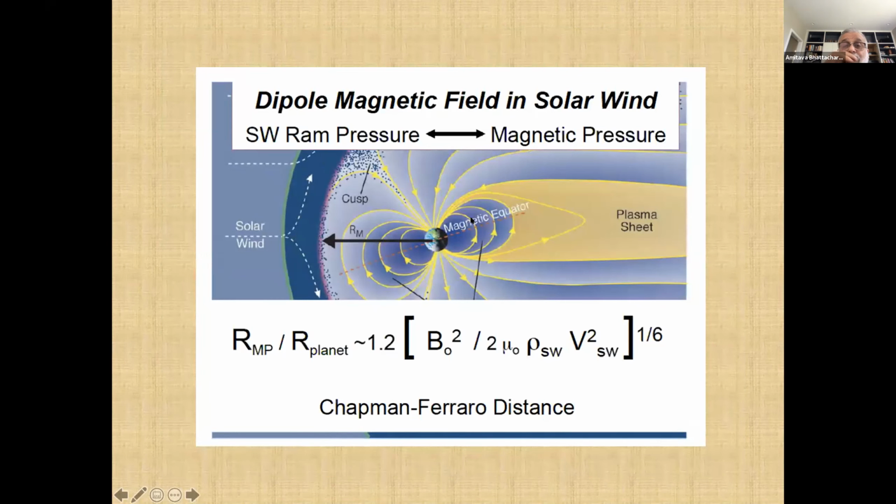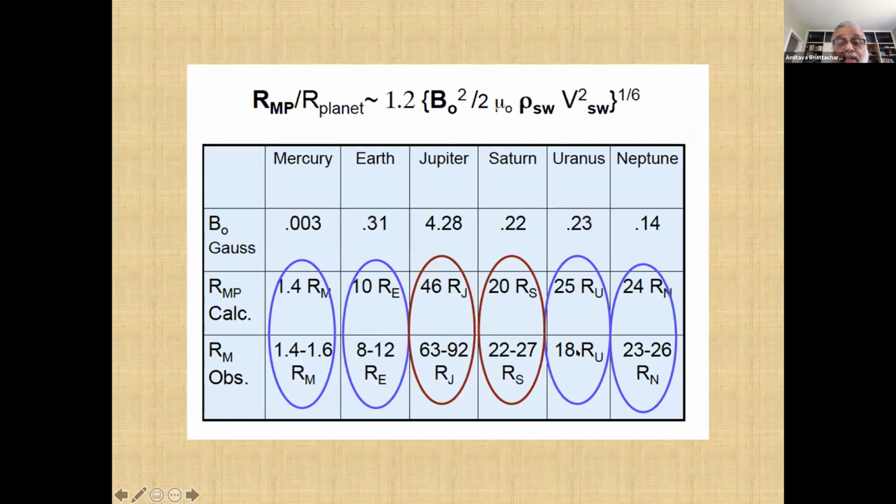Nonetheless, the dipole magnetic field in the solar wind is not a bad model, and the Chapman-Ferraro distance has been the beginning point. I don't have to apologize for quoting this formula to you because Dana already has, and you've actually derived it. But this Chapman-Ferraro distance is a good proxy for the distance of the magnetopause with respect to the radius of the planet.